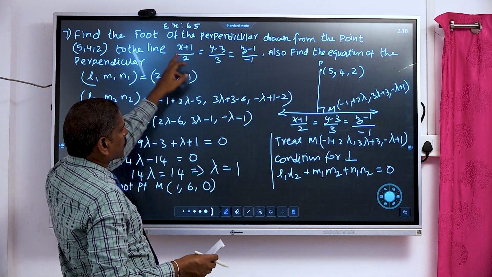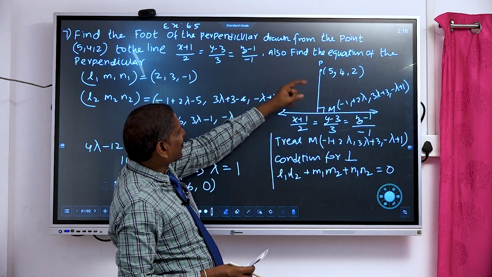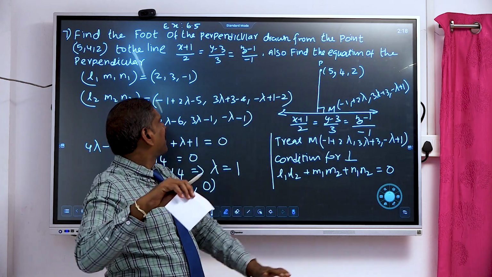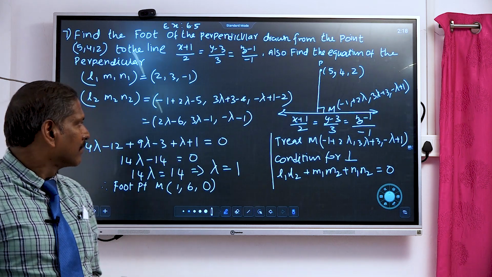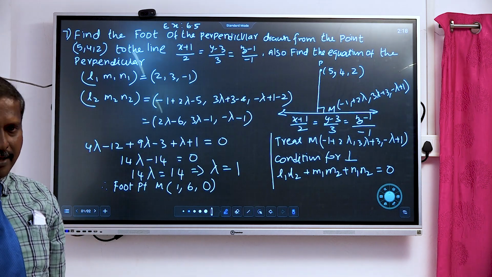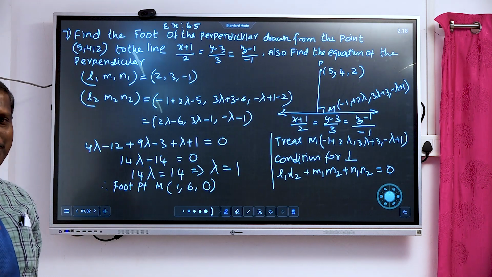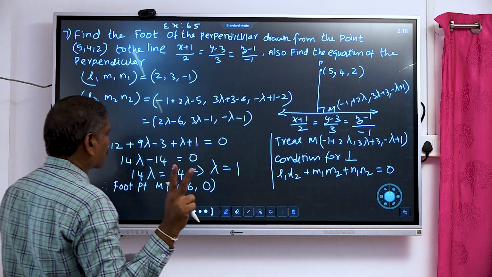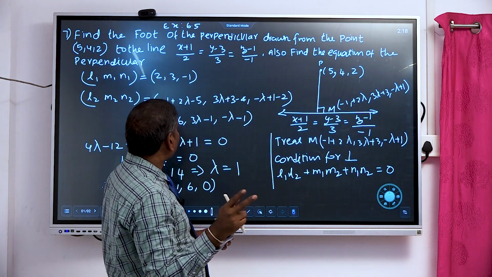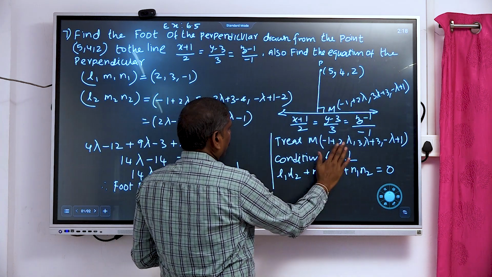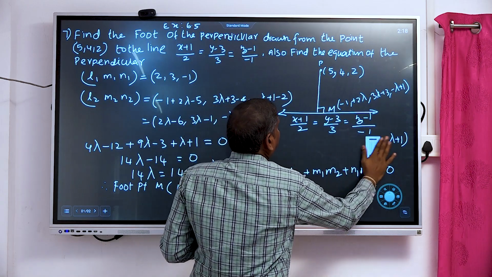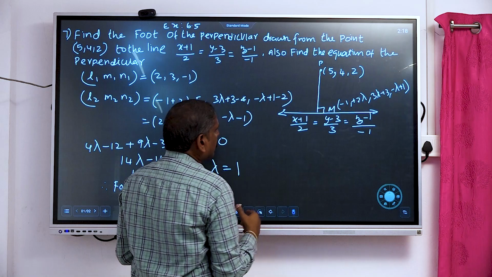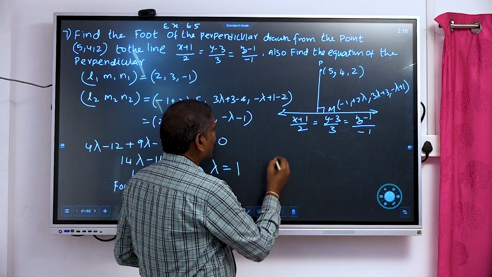Not only were you asked to find the foot, you are asked to find the equation of the perpendicular. Any idea to get the equation of the perpendicular? Yes, that's correct. You can apply the 2-point form to get the equation of the perpendicular. Where shall I do it? Shall I do it here? Okay, I erase this one. Yeah, let us see how to get the equation of the perpendicular.